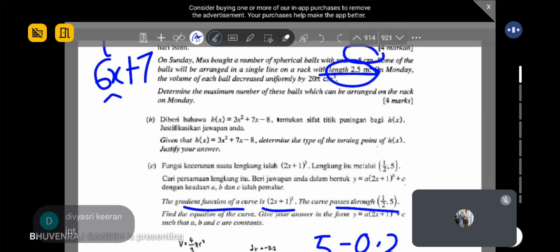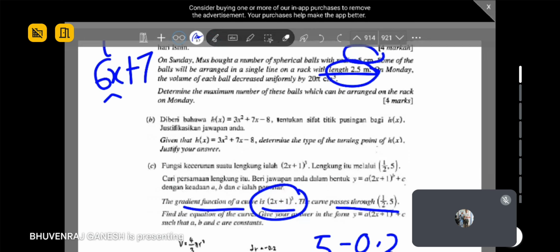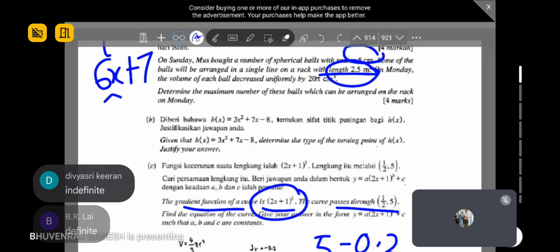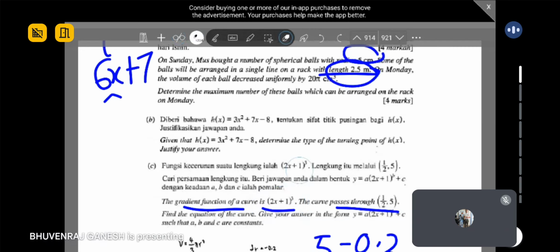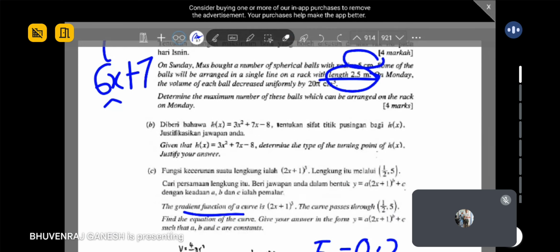Yes, you must integrate, guys. So you just integrate this equation over here. Definite or indefinite? Always remember indefinite, because you have no limits here. You refer to the question. There are no limits given. So of course it's an indefinite integral.